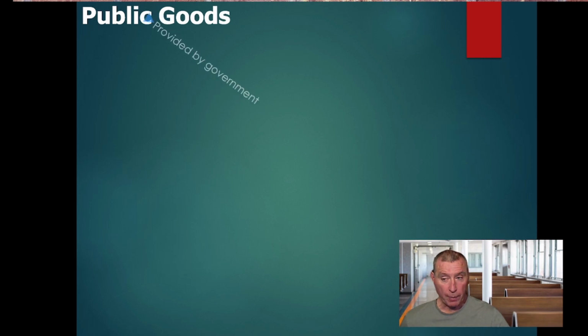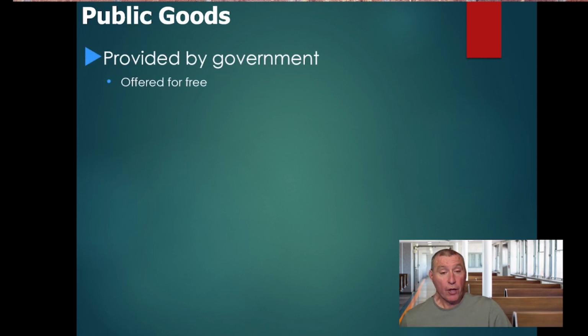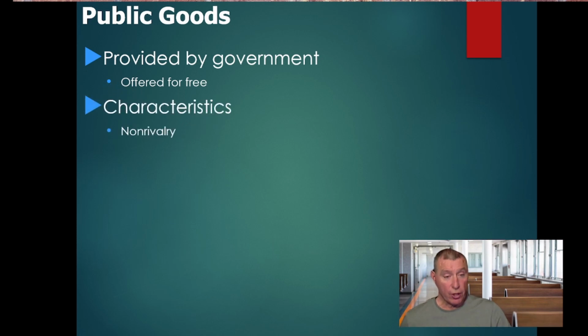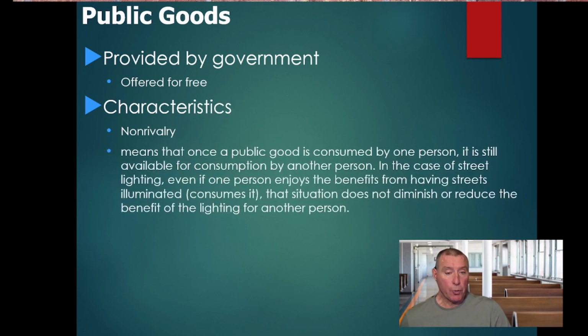Public goods are provided by the government. They're offered for free, and here are the characteristics. There's non-rivalry, which means that once a public good is consumed by one person, it's still available for consumption by another person. Street lighting: if one person enjoys the benefits from having the street lit, other people on the block do not get less because I'm using the street light. If I'm in Central Park and you're in Central Park, we both can enjoy the park.